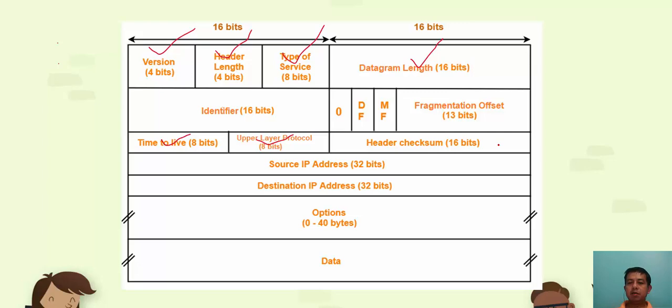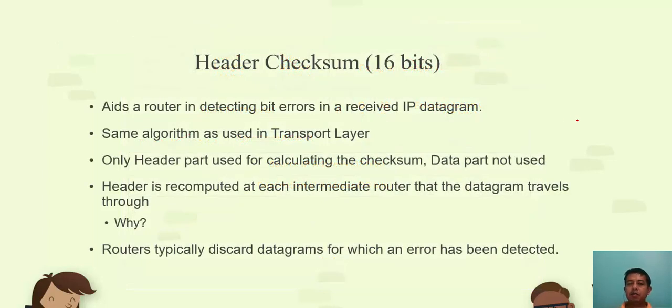We already know what checksum is. Checksum is used for detecting errors. The header checksum, as the name indicates, is a checksum calculated on the header data only. That means the checksum is calculated on the header information, not the data part. We have already done checksumming in the transport layer, so the same algorithm that was used in the transport layer is used in the network layer also. Remember the algorithm: 16 bits, all the data in the header is divided into 16-bit words.